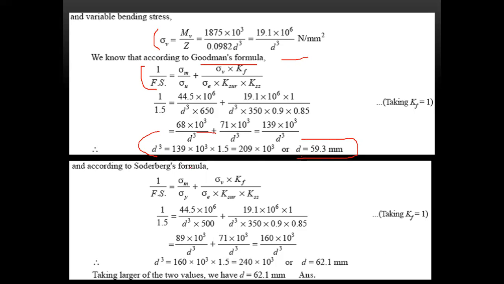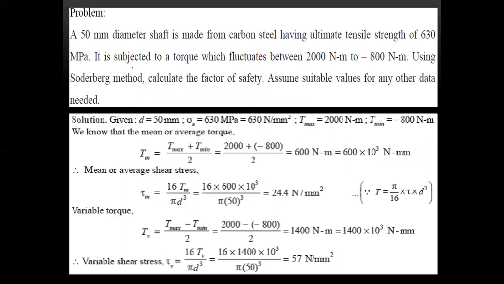Then according to the Soderberg formula, 1/fs is equal to sigma m by sigma y. Then again using the diameter, d cube is equal to so and so value. Therefore d is equal to 62.1. With these two values, we have to take the largest one, which is 62.1 mm diameter. Got it? Next problem.